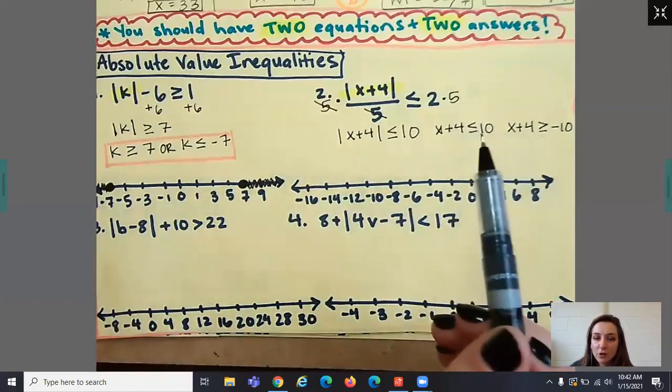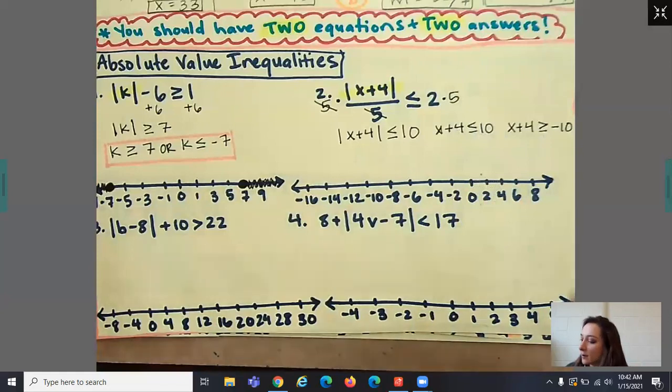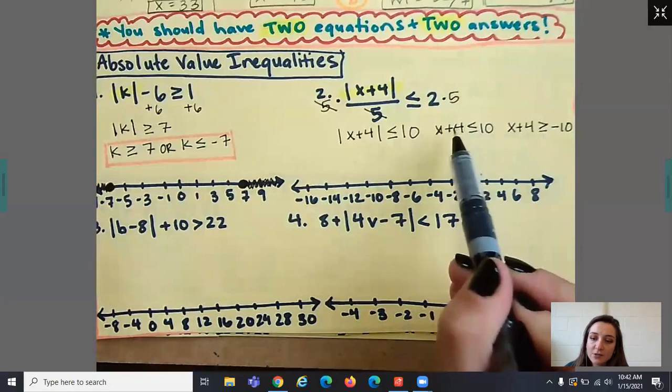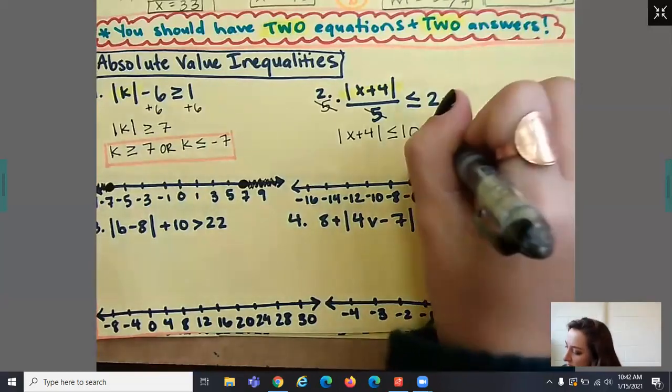Okay, now we do have two different equations where we're going to be solving, and we can see that to get x by itself, it's having 4 added to it, so we're going to subtract 4 from both sides.